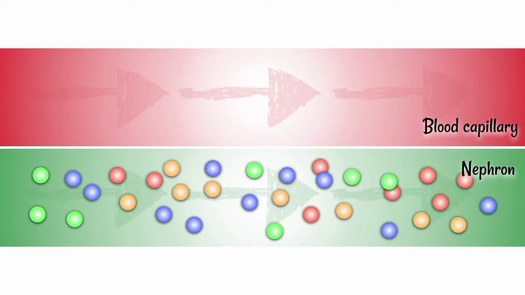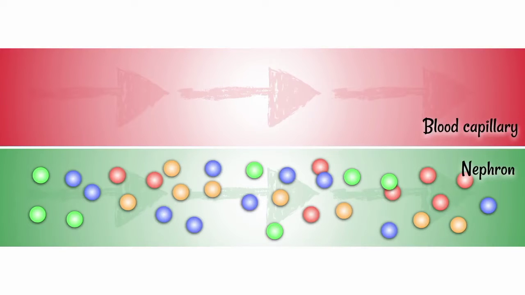So we've got these materials now moving through the tubule. Let's investigate what's going to happen in a section of this. Here we've got the blood capillary represented in red and the nephron represented in green. And we can see in the nephron are lots of materials. Some of them are useful, some of them are not so useful.